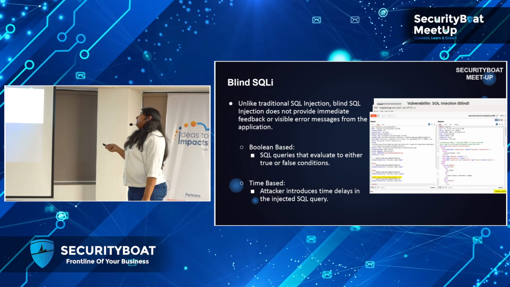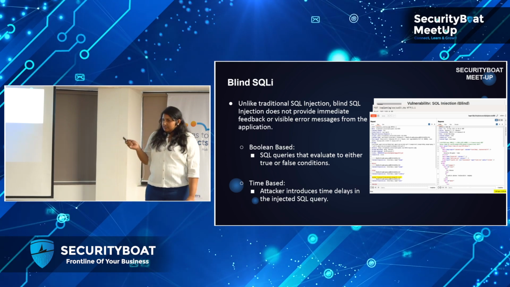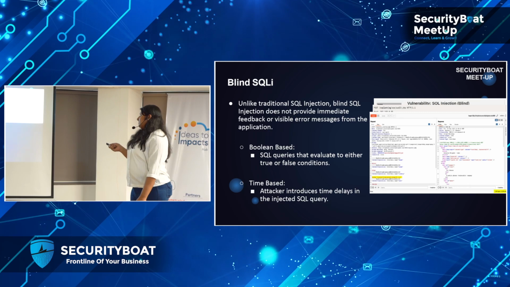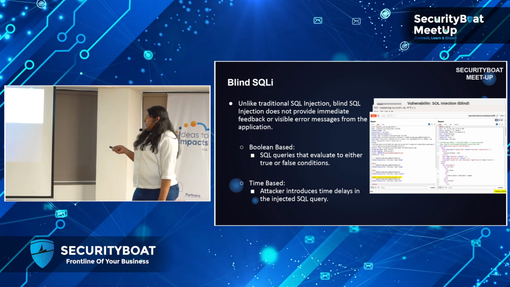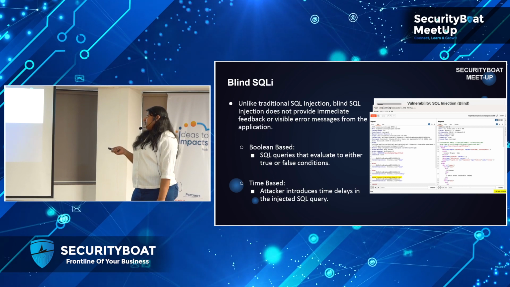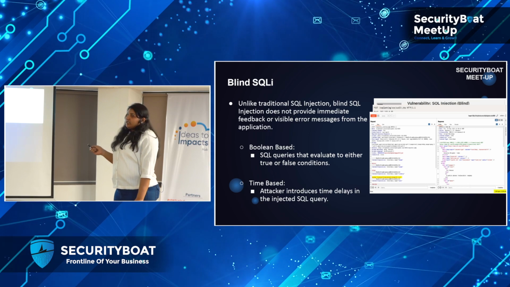Here, as you can see, I have entered user ID 1, and that exists in the database. That's why it shows the user ID exists in the database. Then I tried a random number, 100, which does not exist. That's why it shows that the user ID is missing.